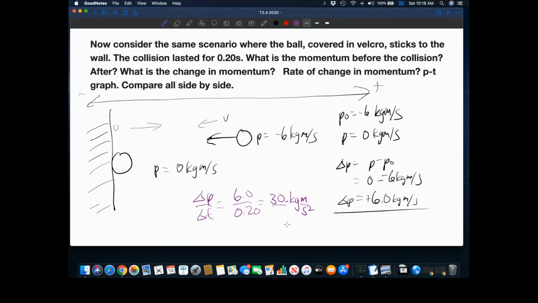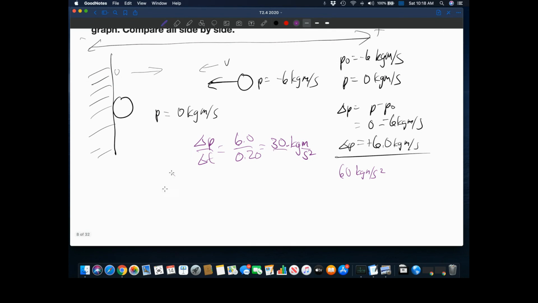So comparing that to the previous one, which was 60 kilogram meters per second squared, what we had was half the change in momentum, because the first change in momentum was 12. From the previous, we had 12 over 0.2, which was 60 kilogram meters per second squared. And so we can see that the rate of change in momentum was greater there, because the total change, which was twice as large, occurred in the same amount of time. So we would expect twice the rate of change of momentum.